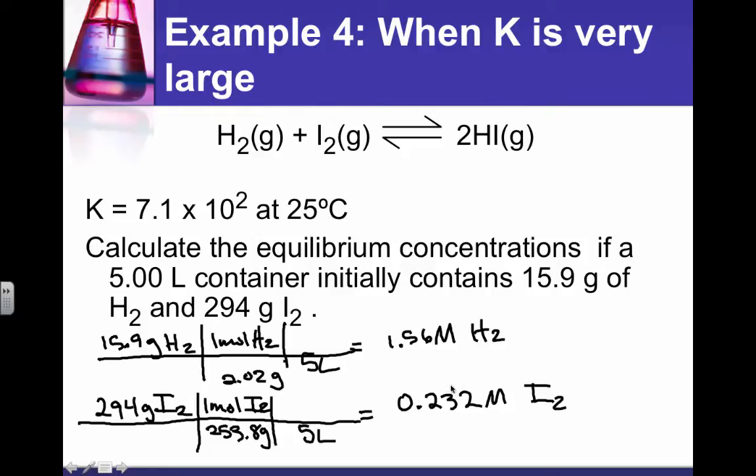Okay, so I know my molarity, and look how small the amount of iodine is. Since I have a 1-to-1 mole ratio, I know that the iodine is going to be my limiting reagent. Iodine is certainly going to run out before all the hydrogen gets used up. So I'm going to use that in my RICE table.